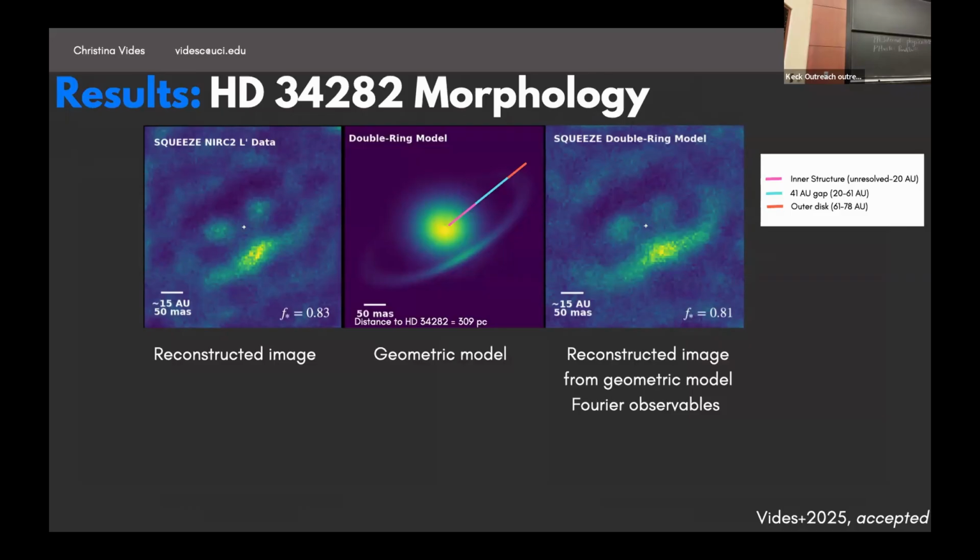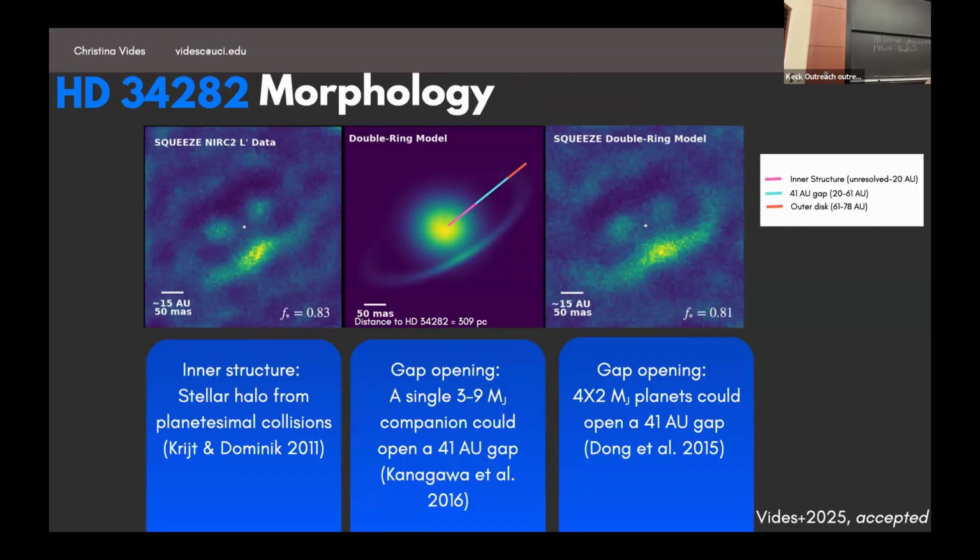We also explore a couple of different scenarios. We fit a single Gaussian ring and a double Gaussian ring to the data, and we find that including a central component, so a double Gaussian ring, best reproduces the data visually and statistically. So we've explored a few different scenarios for what could be causing this complex geometry.